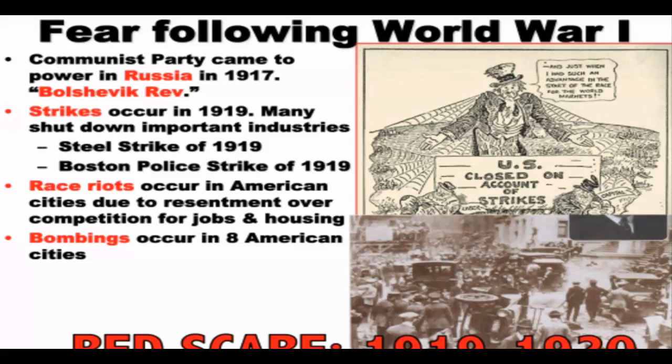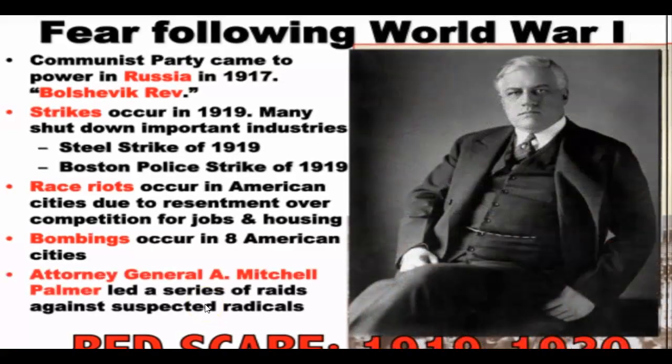and that equates to violence in the workplace or during strikes. And that was indicative, a lot of people believed, in these bombings that started to take place throughout the United States. So as a result of this Red Scare, this idea that communism was beginning to take hold in the United States through labor and unions, the Attorney General of the United States, A. Mitchell Palmer, who you see sitting here, led a series of raids against who the government believed were suspected radicals.